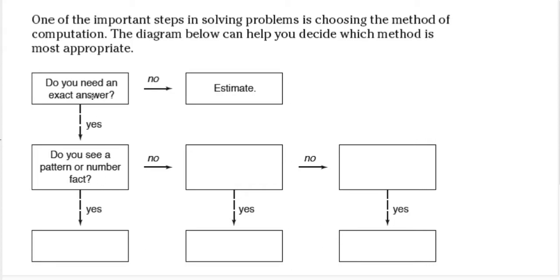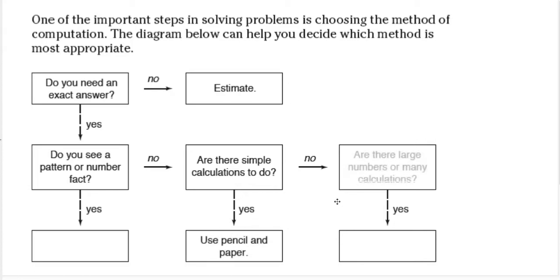Okay, so again, if the answer is exact, then we ask ourselves this question. If the answer is no again, then what would we do? There is another question. Are there simple calculations to do? If the answer is yes, then we simply use pencil and paper. If the answer is no, then are there any large numbers or many calculations? If the answer is yes, then we use a calculator.